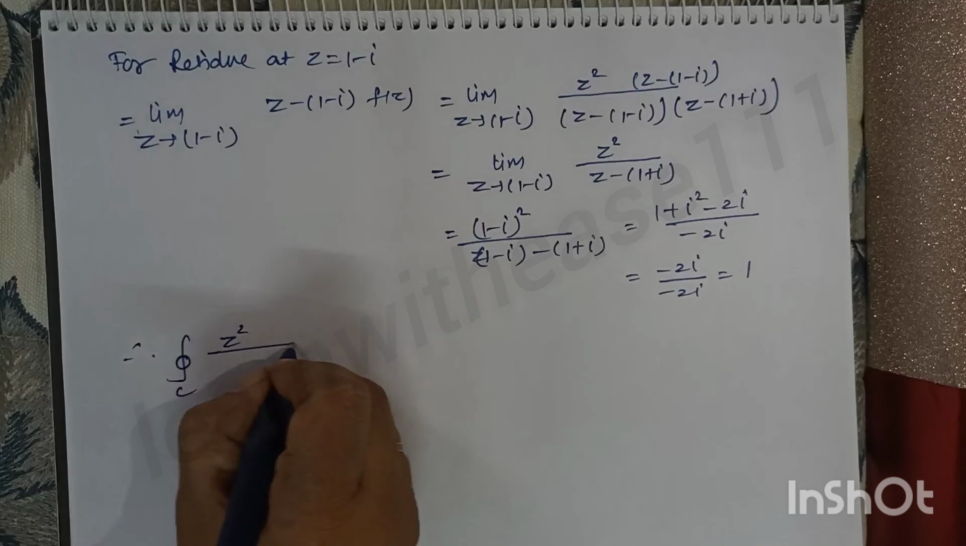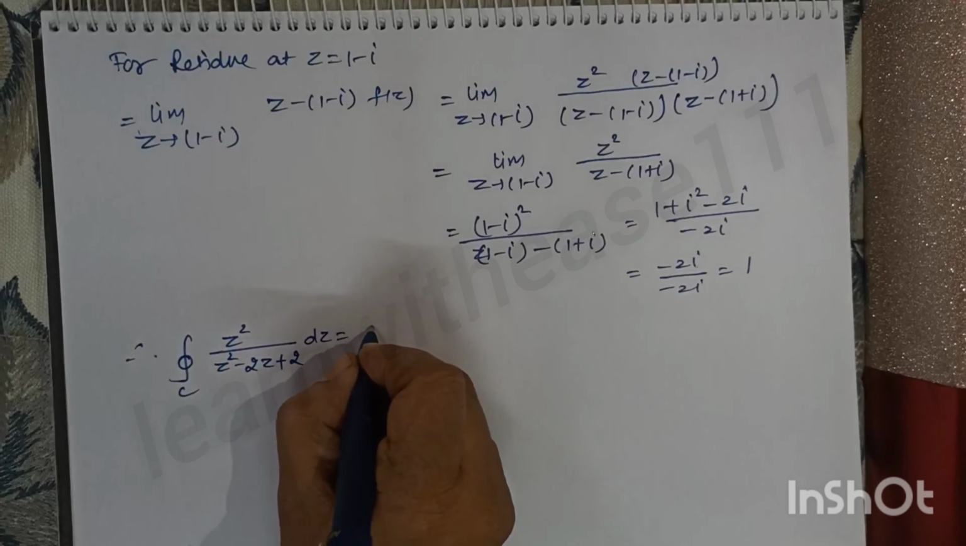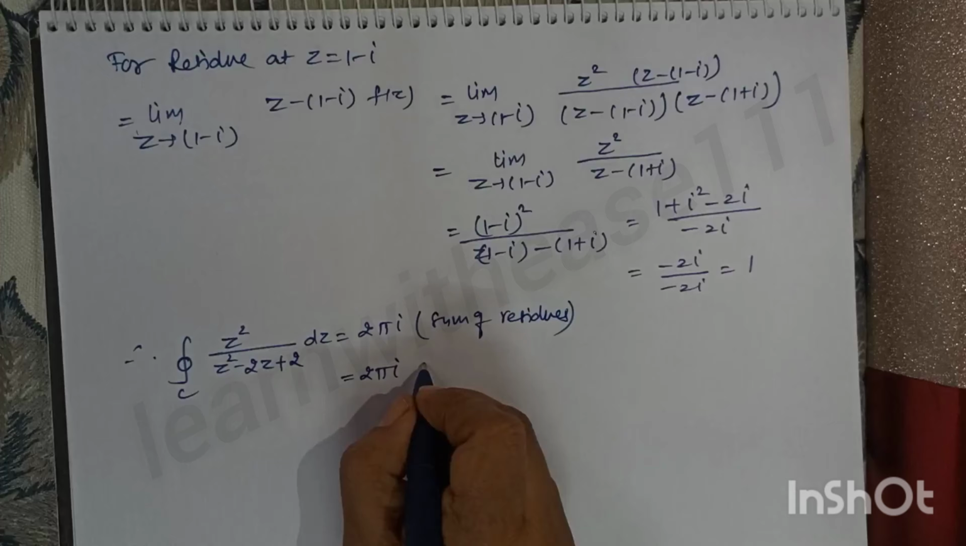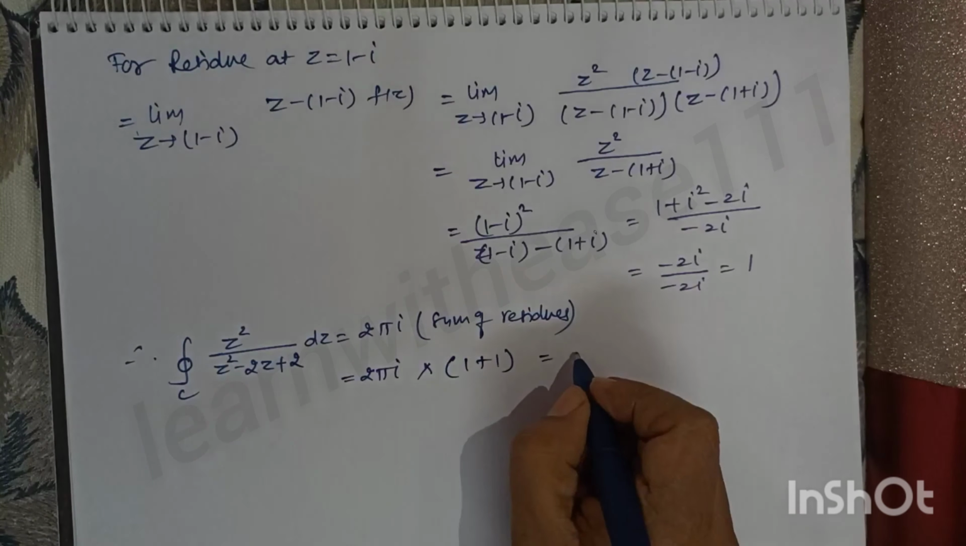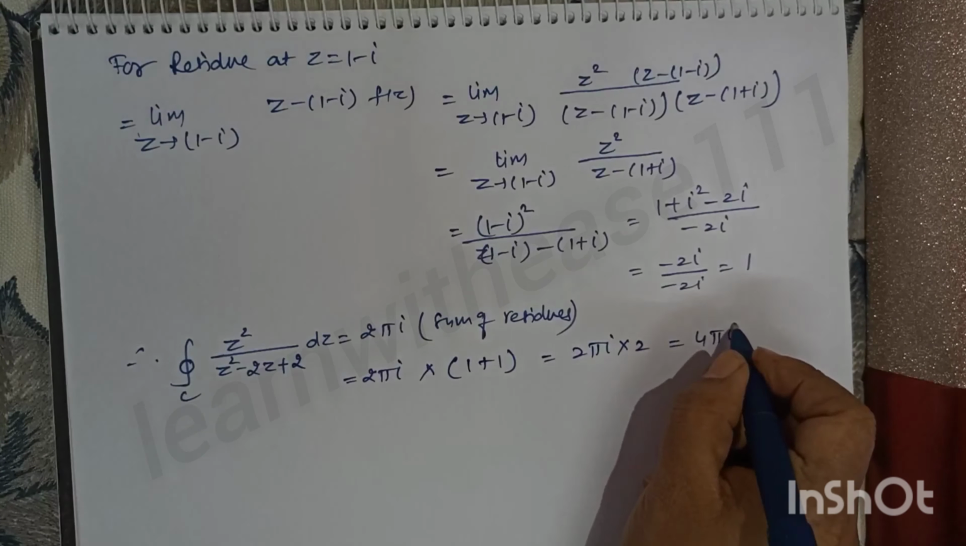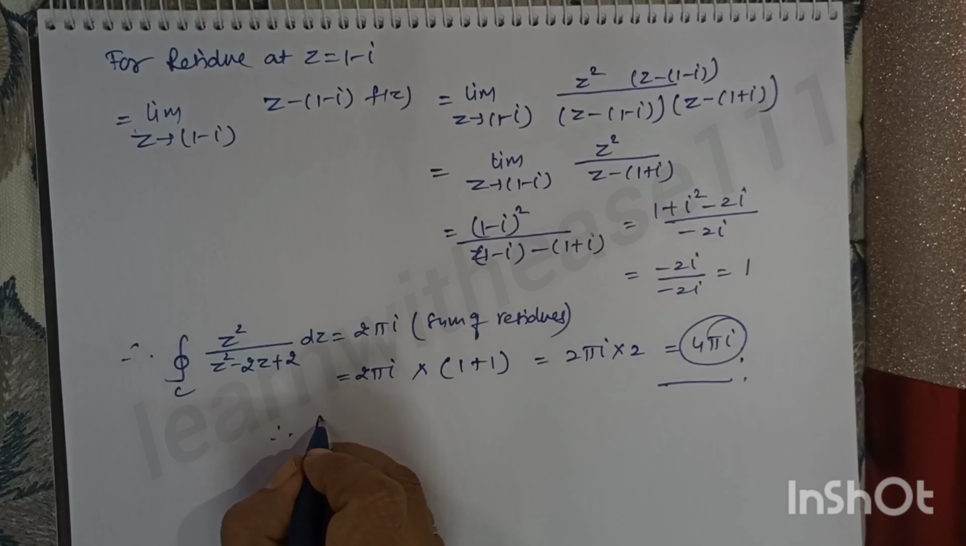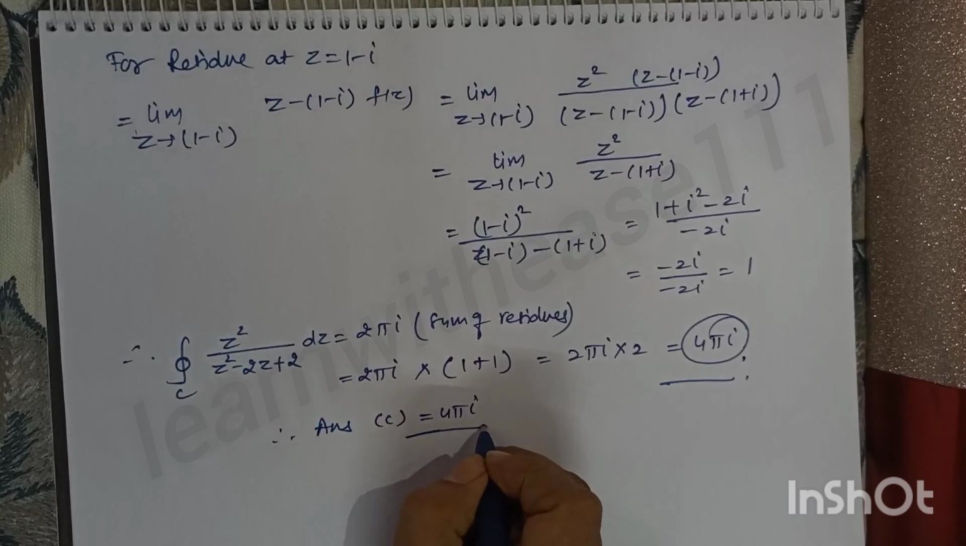So finally, the contour integral is given by 2πi into the sum of the residues, and we have found the residues as 1 and 1 at both poles. So the sum will be 2 and the answer is 4πi. So the correct option is C, 4πi.